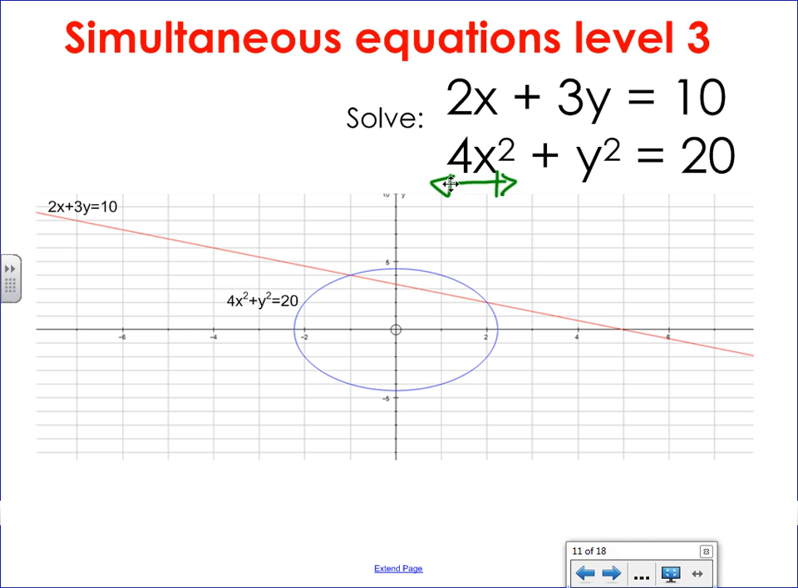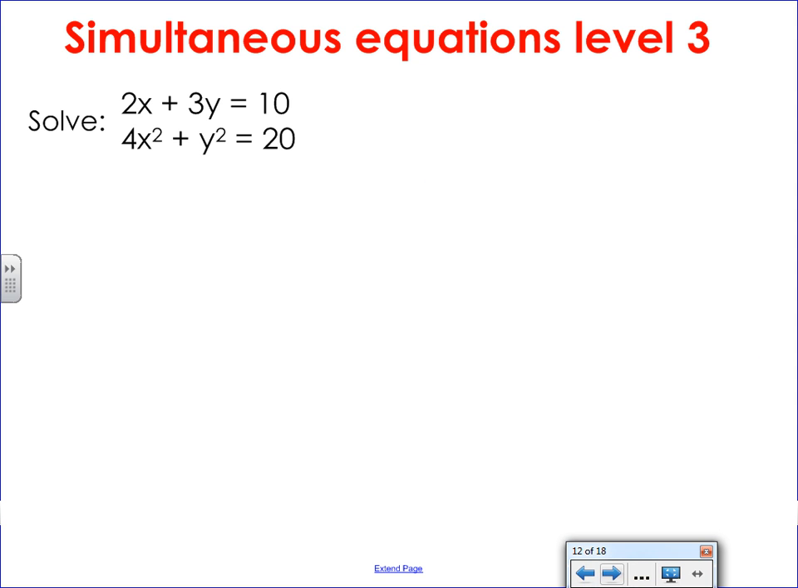So let's see if we can cheat again. The answers are going to be 2, 2, does that look like? Yeah, that looks like it to me. And minus 1, 4. Hopefully, when we solve these simultaneous equations, that's going to be the answers that we get, because that's where these graphs cross each other, and that's what we're doing with simultaneous equations. So, off you go. Start with the easy one. Make it say x equals or y equals.